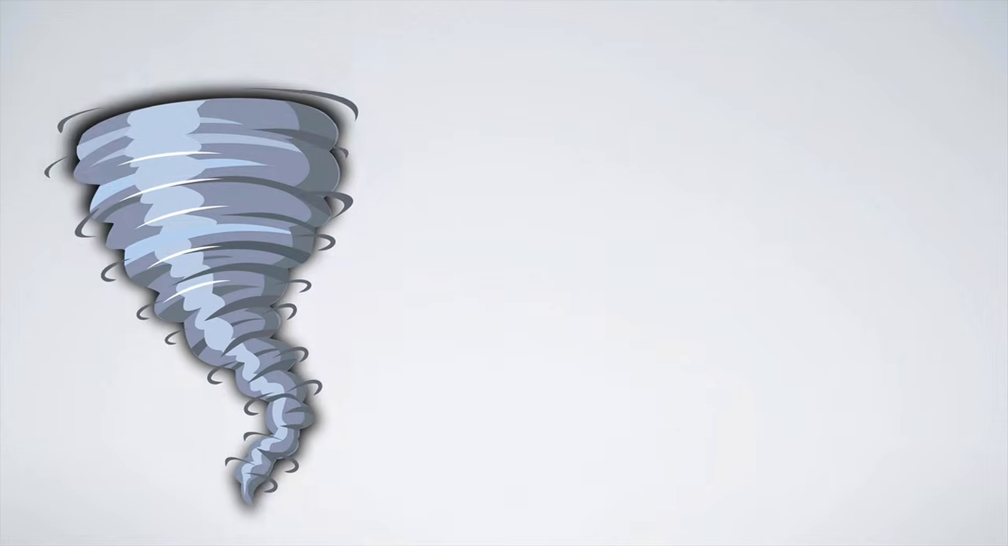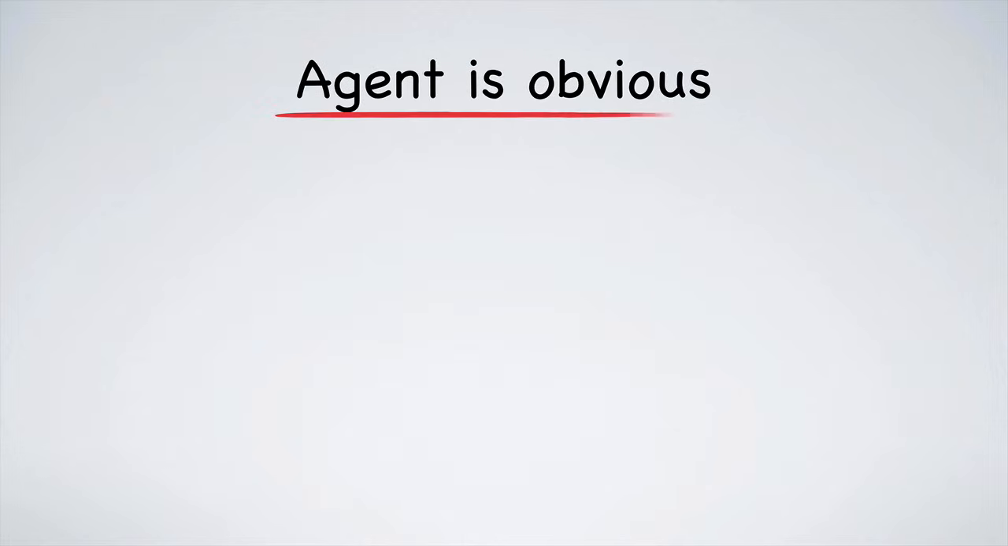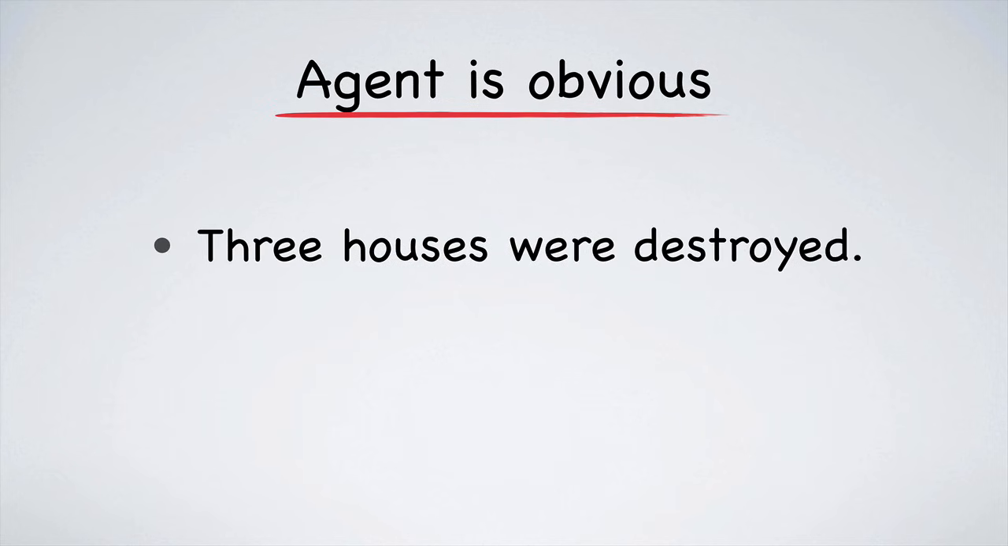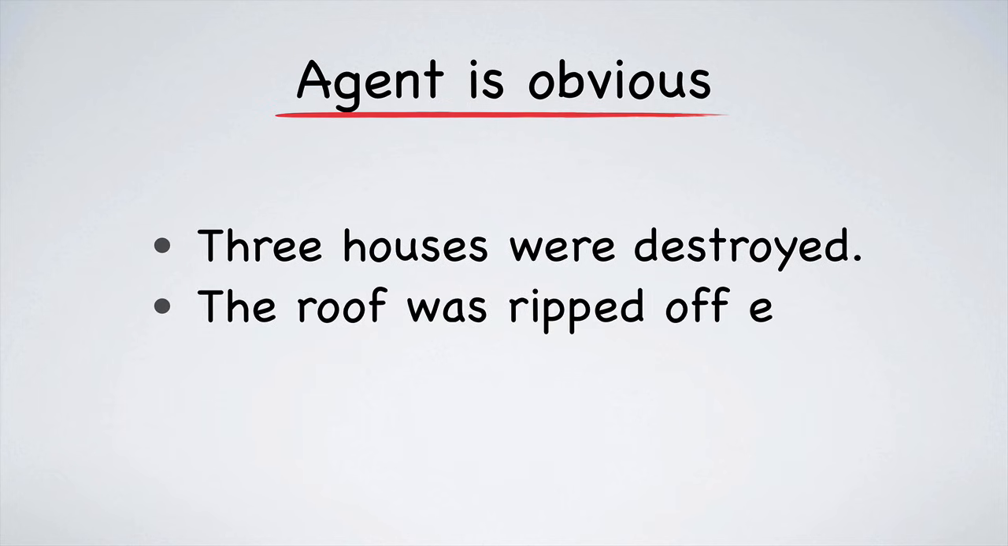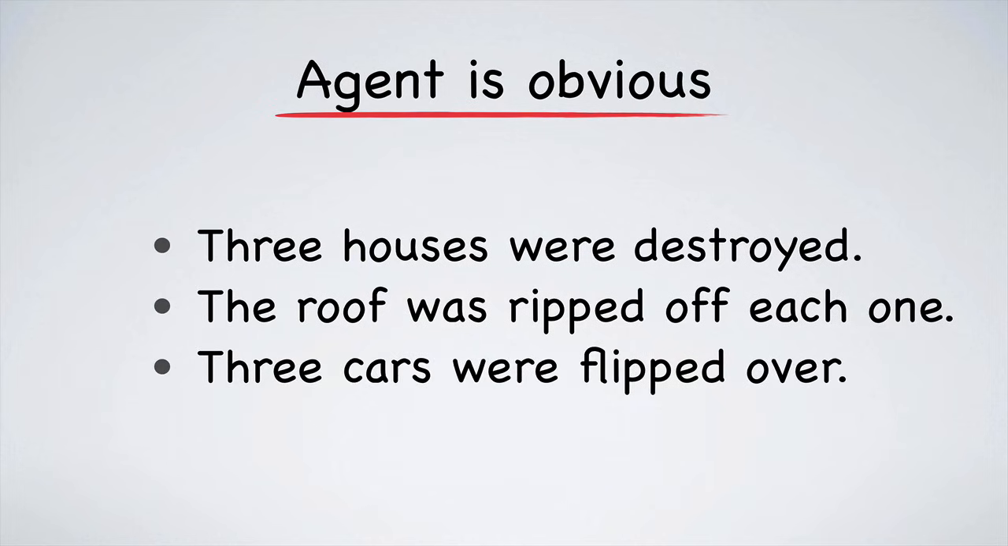An example of an obvious agent is a natural disaster. When one happens, people know. For example, after a tornado, people may say, "Three houses were destroyed. The roof was ripped off each one. Three cars were flipped over."